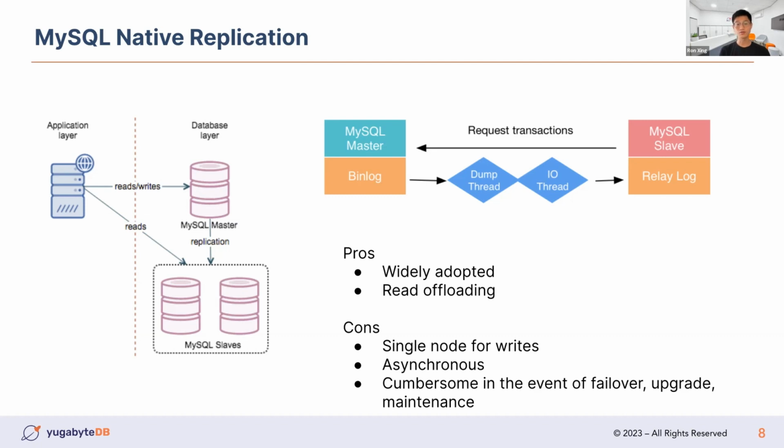However, it is still a single node for all the writes, and the replication is asynchronous, and there will be a lot of operational overhead in terms of failover, when you want to do upgrades, when you want to do maintenance work. So you still need to manually configure all the stuff, right?